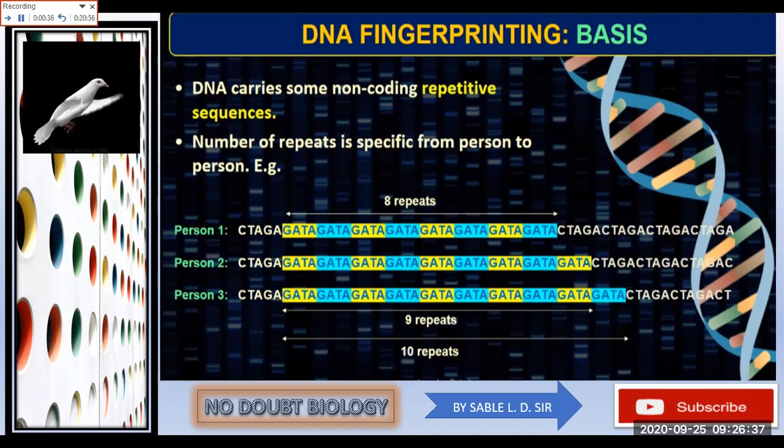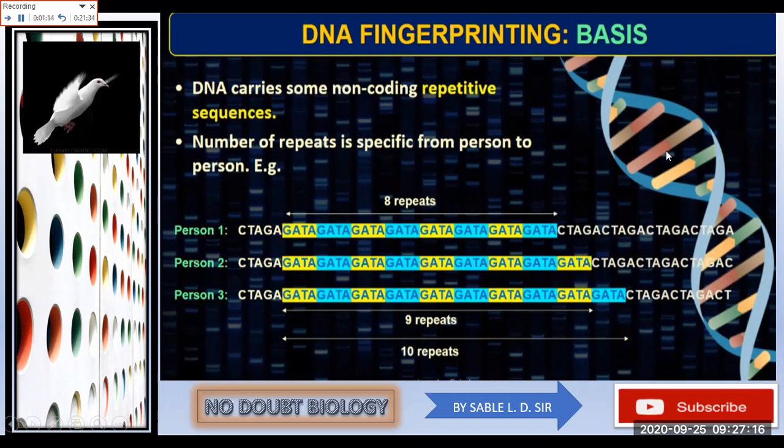Okay, so there is no change. For example, person 1 has a repetition of about 8 times, and the base pair sequence is CTAGA. So CTAGA gets copied and repeated 8 times. Here also the repetition is CTAGA. So 8 times there is repetition, and there is only a 2% chance of differences in the sequence of the DNA base pairs.